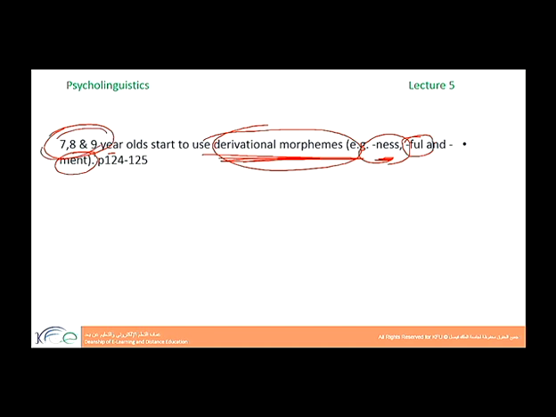Of course, we don't expect a child who is 1 or 2 years to invent new words or come up with words like helpfulness or, for example, government or things like this. So these morphemes are acquired later. Derivational morphemes are acquired later. So first functional morphemes like plural s, third person singular s, ed, these are acquired first. And then we have derivational morphemes around 7, 8, and 9 years at that time.